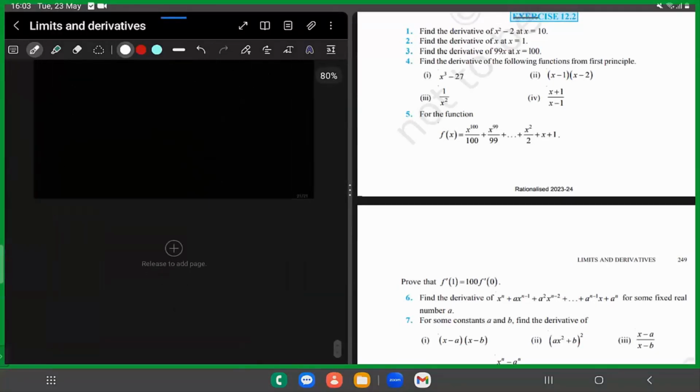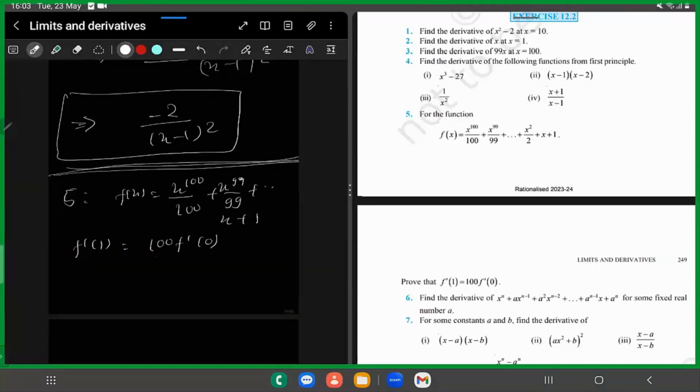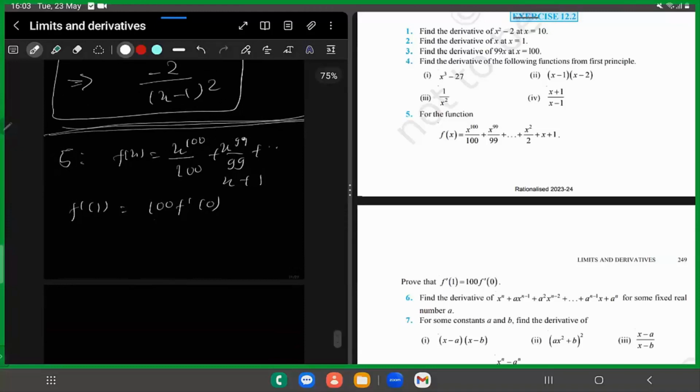If we finally move to our next question, that is question number 5. The fifth question is basically f of x equals x to the power 100 by 100 plus x to the power 99 by 99 plus and so on, plus x plus 1, and you have to finally prove that f dash of 1 is equal to 100 times f dash of 0. Okay, so we can directly find f dash of x here.